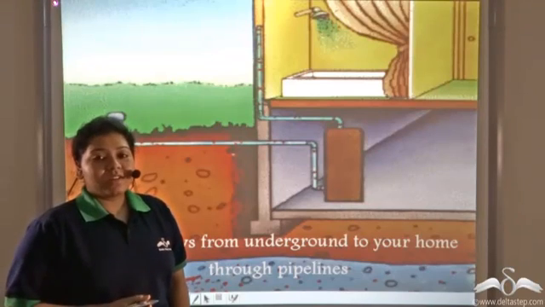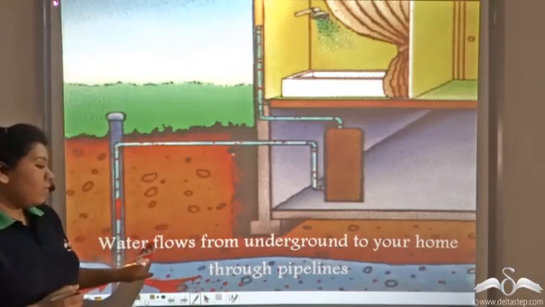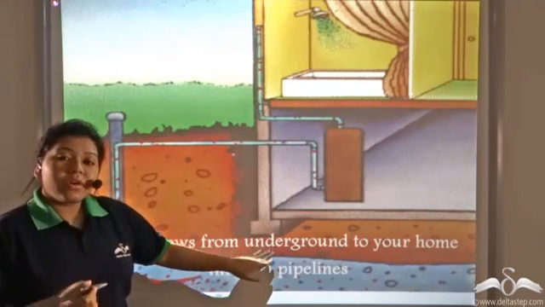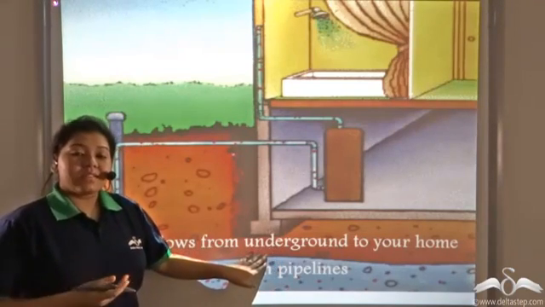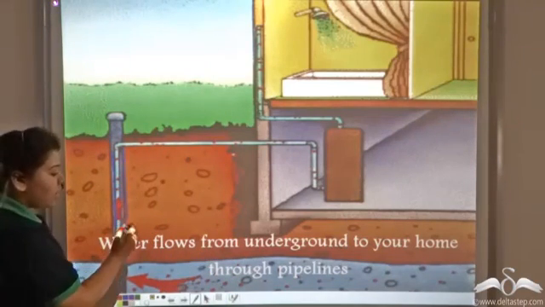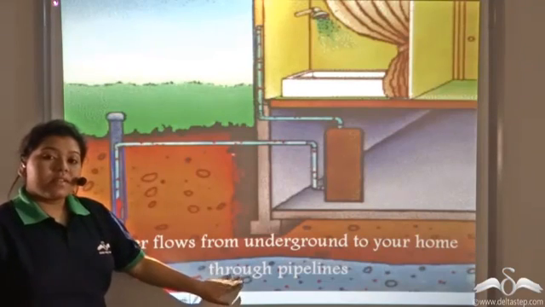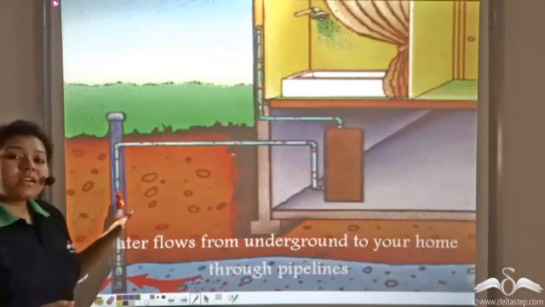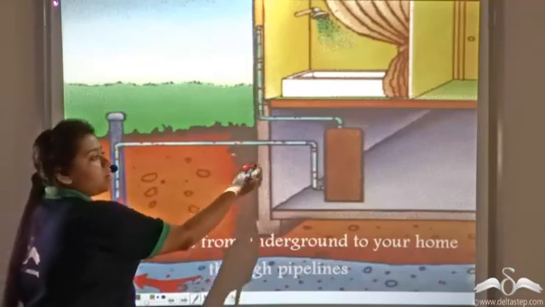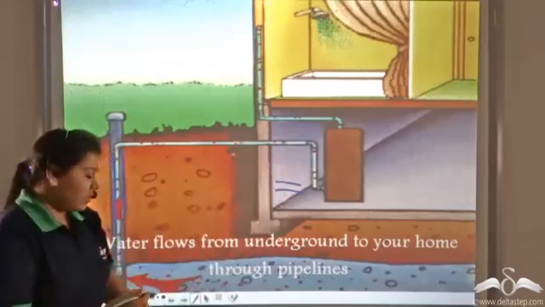How do you get water in your taps? Well, water flows from underground reservoirs to your home through pipelines. See, these are the pipelines, and this is the underground water reservoir. So these pipelines conduct this underground water upwards, and that is how you get the water in your home.